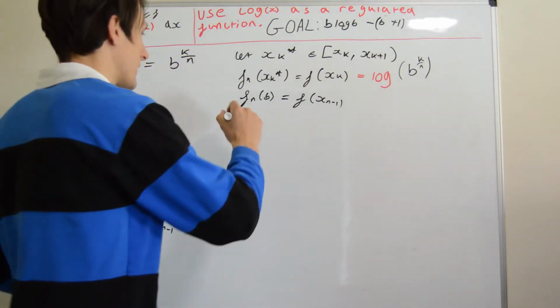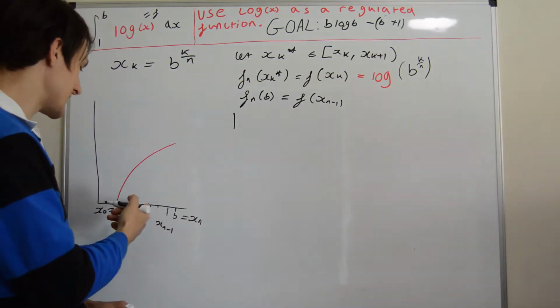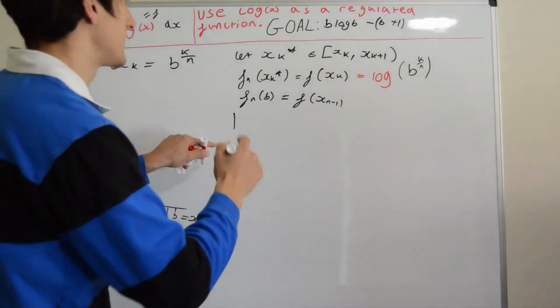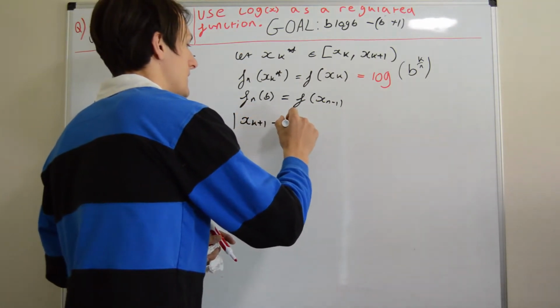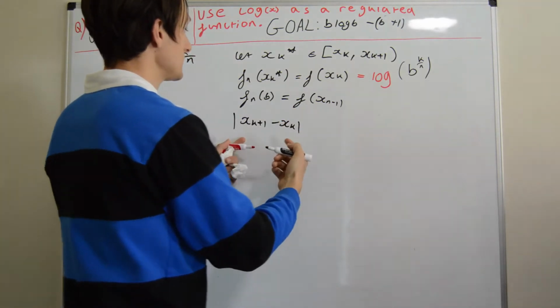We just need one more key detail. Let's find the distance between each consecutive partition point. So the distance x_{k+1} minus x_k is going to be, well, just use the definition.